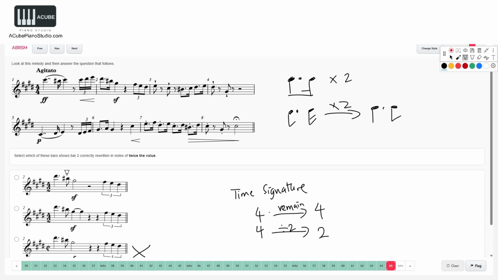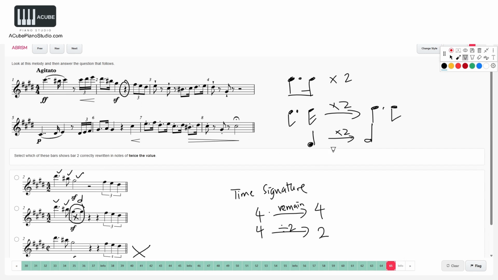So both of them are correct. This one I'm not checking because I've already eliminated it. Next, crotchet times 2 becomes minim. So it should be minim. So this one is correct. This one, the grouping is not correct because this is the second minim beat. So you should just write it as this. So technically this is not correct.